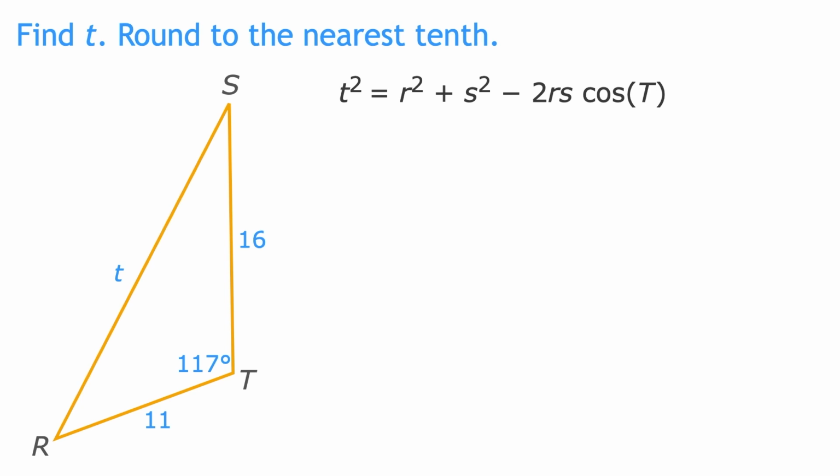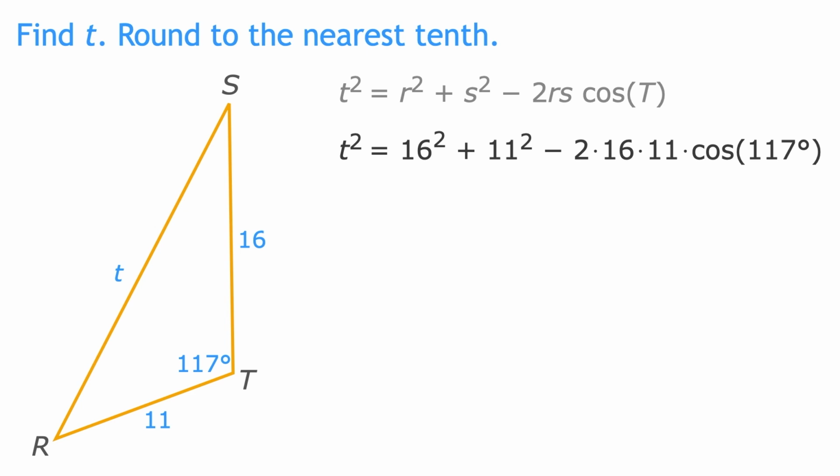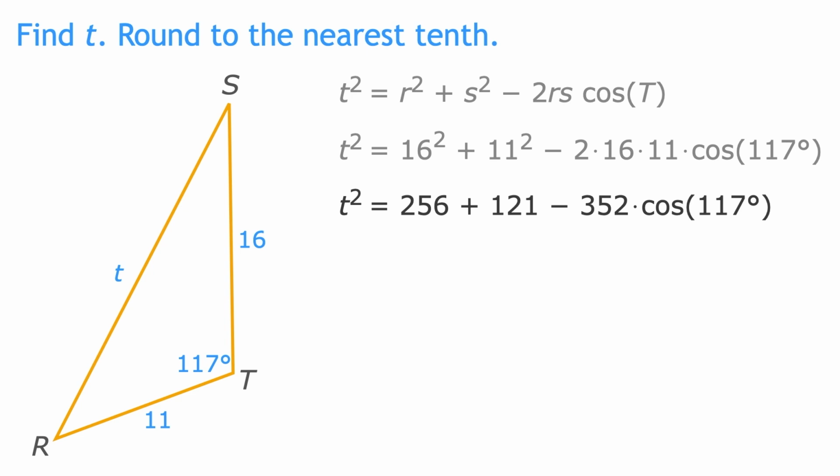Now, substituting the side lengths r and s and the angle measure of t, we get that t squared equals 16 squared plus 11 squared minus 2 times 16 times 11 times the cosine of 117 degrees. Great. Now we can simplify. So t squared equals 256 plus 121 minus 352 times the cosine of 117 degrees. From here, we can use our calculators to simplify the expression.